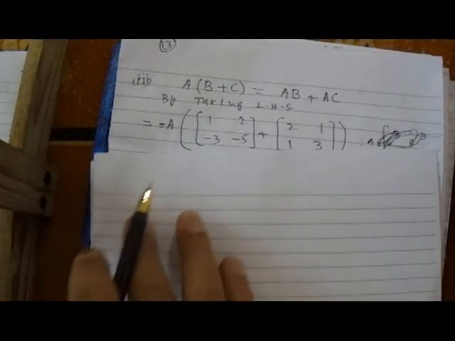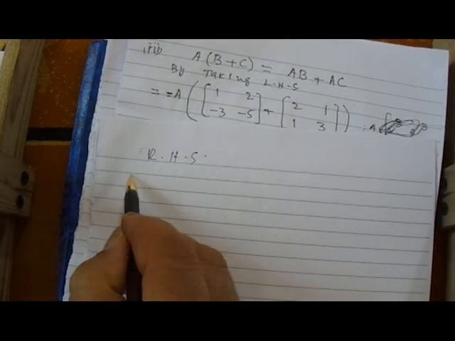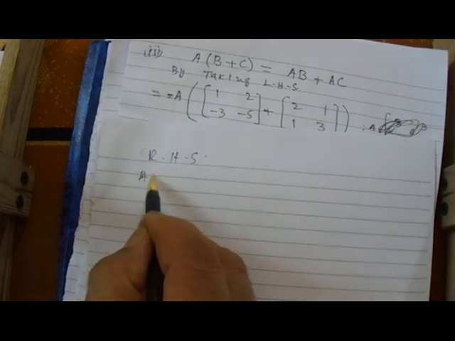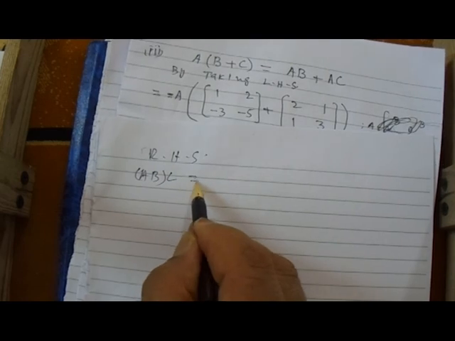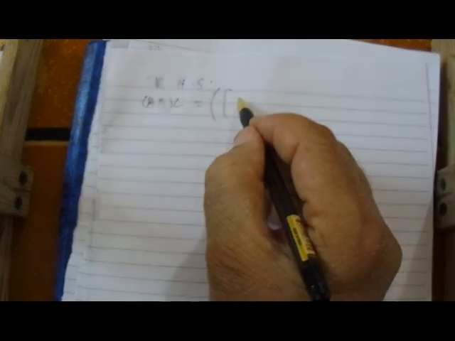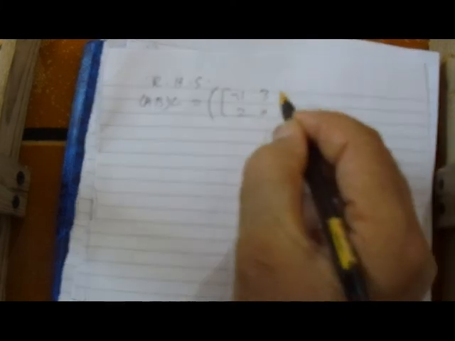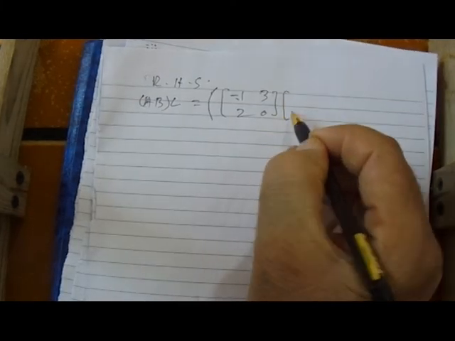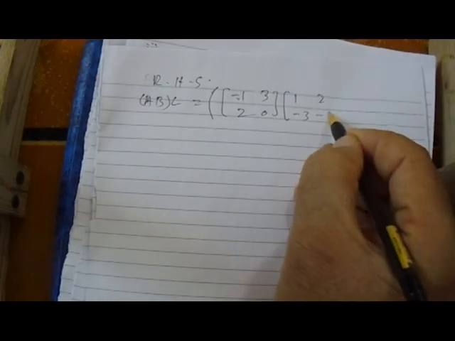We write A is equal to, here on the right hand side, is equal to AB multiplied by C. Now first we multiply AB. Now first the A matrix is -1 3 2 0. Now we write the B matrix. B is 1 2 -3 and -5.